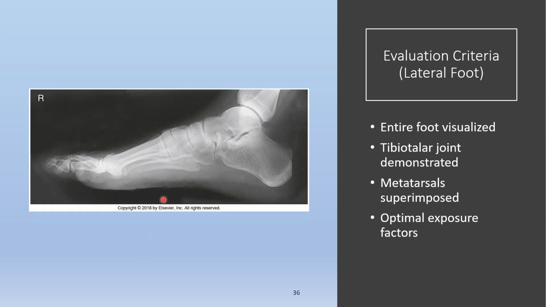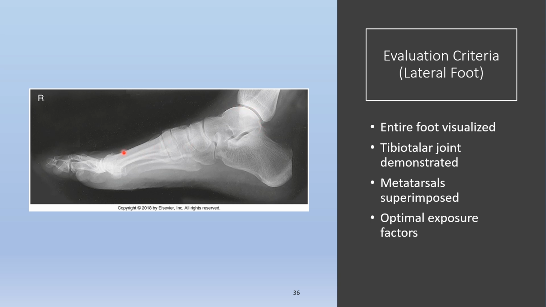If we look at that, you're demonstrating the entire foot. You can see that the plantar surface does look as if it was perpendicular to the IR. It is a really nice lateral foot. You should see the entire foot, and you need 1 inch of the distal tibia and fibula. Okay, so right here. Just like when we did hand, we needed 1 inch of the distal radius and ulna. So now we need 1 inch of the distal tibia and fibula. The tibiotalar joint right here is demonstrated.